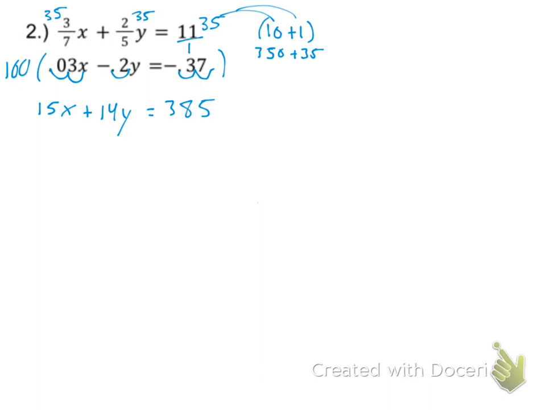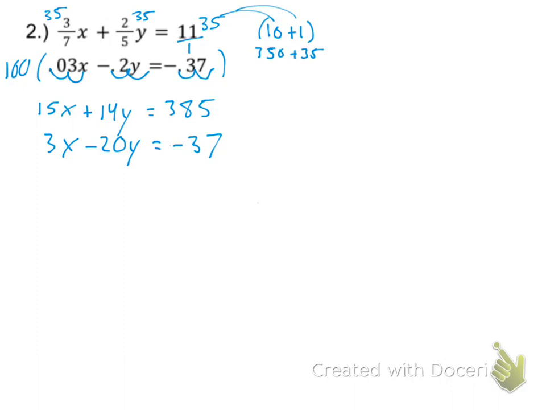And if I multiply by 100, I'll get 3x minus 20y. Because, look what happens. I have an extra place that has to have a 0 then. And equals a negative 37. Not too bad, right?